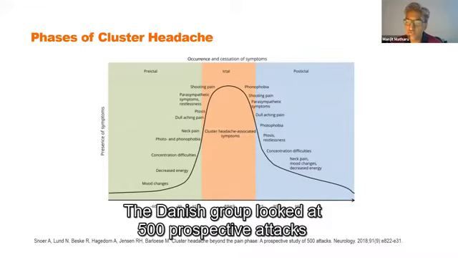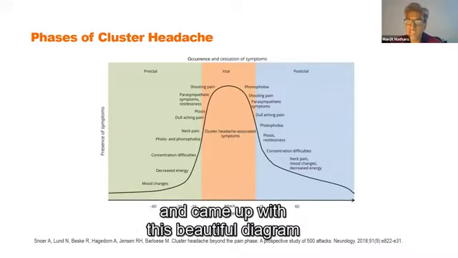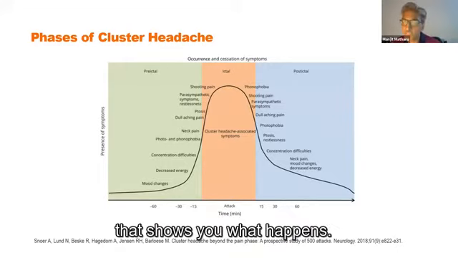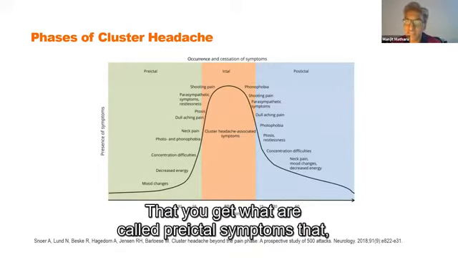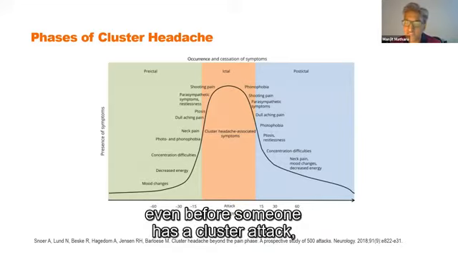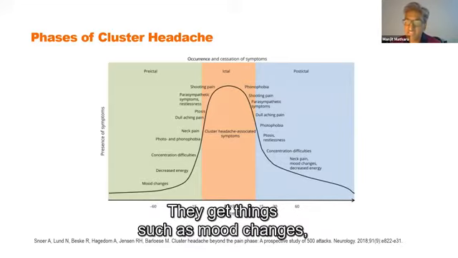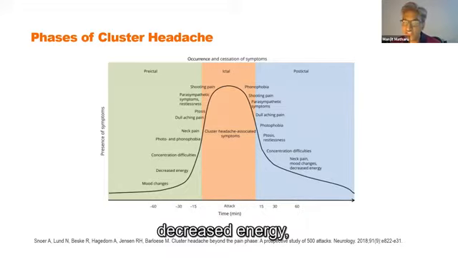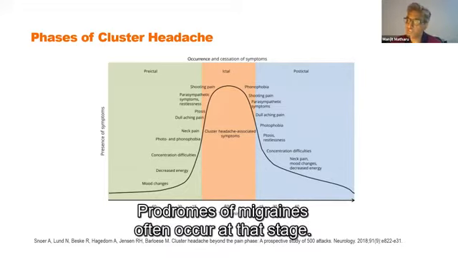The Danish group looked at 500 prospective attacks and came up with this beautiful diagram that shows you what happens, that you get what are pre-ictal symptoms, that even before someone has a cluster attack, they get a warning. They get things such as mood changes, decreased energy, difficulty concentrating, photo and phonophobia. Prodromes of migraine often occur at that stage.